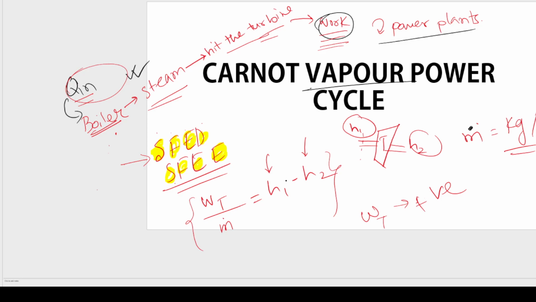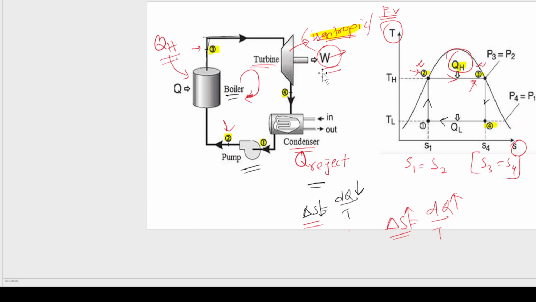So what are h1 and h2? h1 is the enthalpy before the substance has entered the turbine, and h2 is the enthalpy after it has exited the turbine. This is how I can define the work done for the turbine. In the case of a turbine, the work done is definitely positive because turbines are meant to produce work. Now we are going to explain it in more detail.